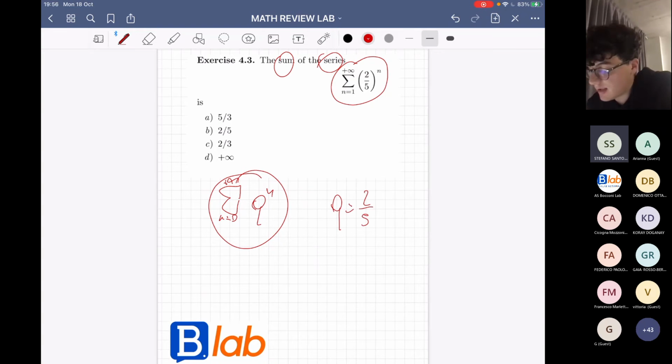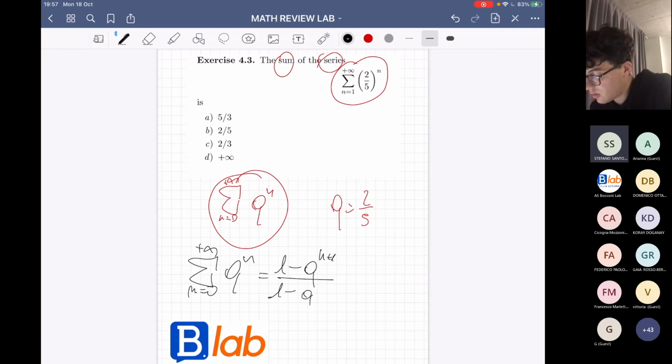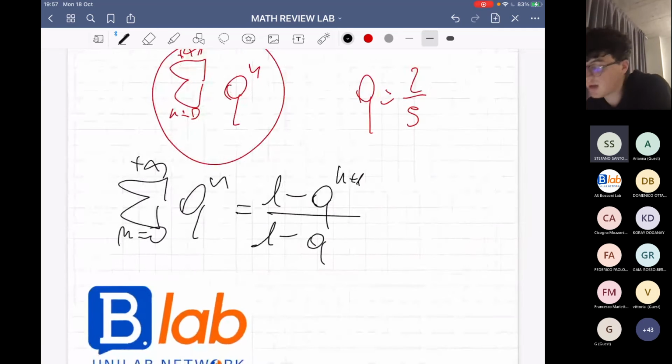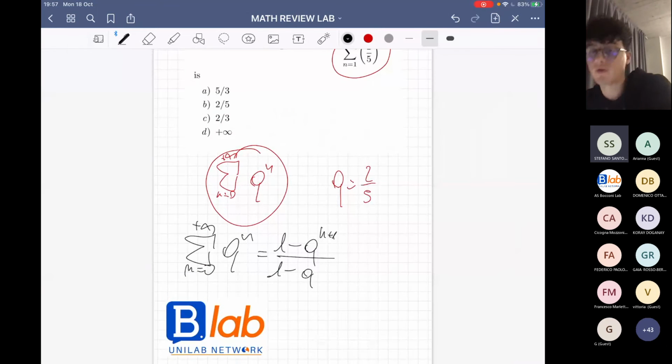What can we say about this kind of result? We know that the sum of q to the power of n is exactly equal to (1 minus q to the n plus 1) over (1 minus q). Okay, this is the formula for the sum, and you should know it well because it can be asked for sure. It will be asked for sure because they love geometric series. I don't know why, but they love geometric series.